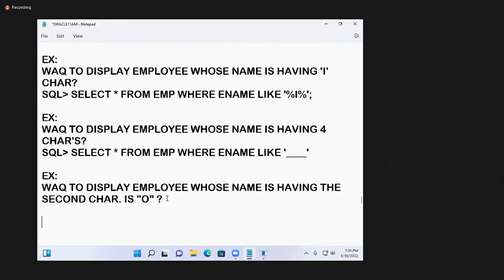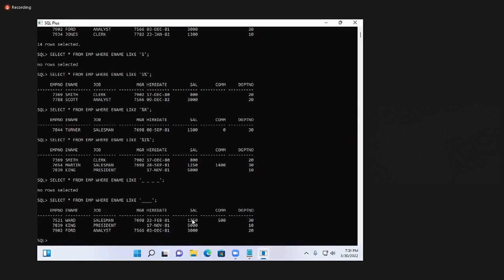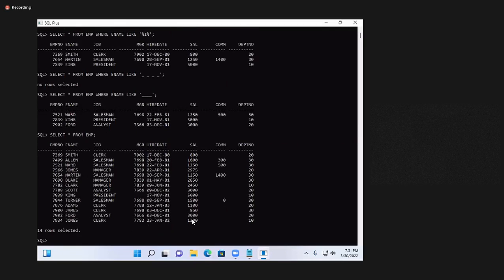Okay, right. So in this question, what we are asking is, whose name has the second character as O? Let me come out and see this. For example, come to my table. Now see, can you tell me which employee names have O as the second character? One is Jones and Ford. And Jones, how many times is it there? 2 times. Okay, fine.